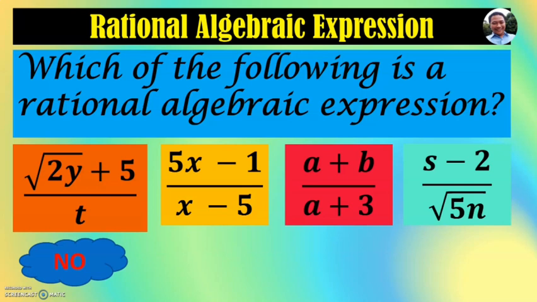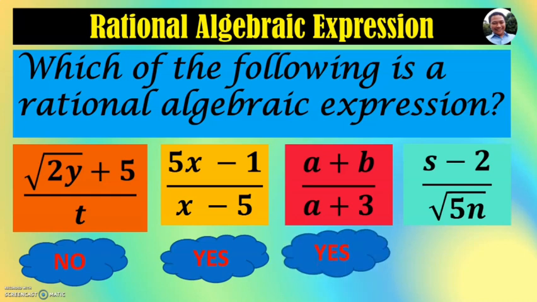How about the second one? 5x minus 1 over x minus 5. Yes, it is a rational algebraic expression. How about number 3? A plus b over a plus 3. Very good. Yes. How about number 4? X minus 2 over square root of 5n. Very good. No. Why not? Same with number 1, there is a variable inside the radical sign.